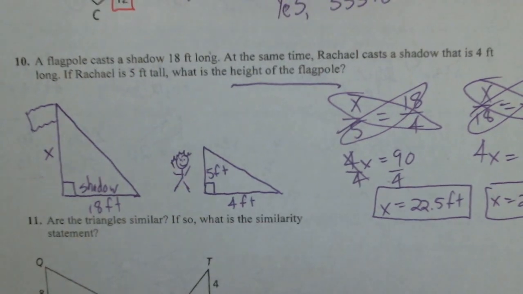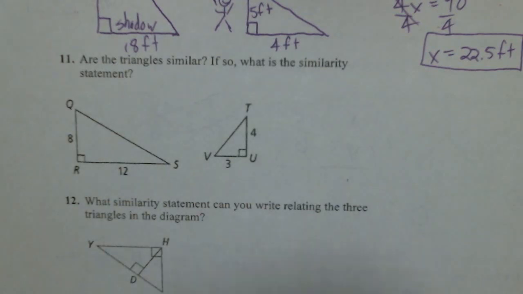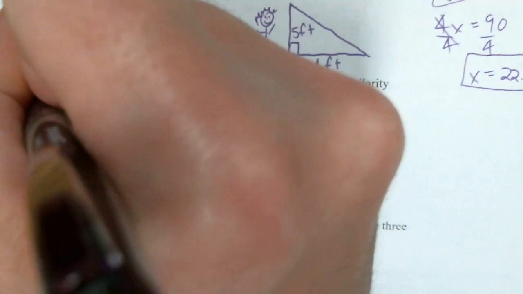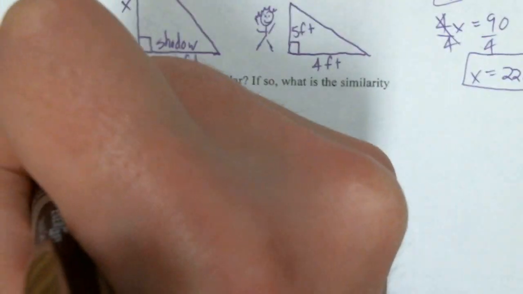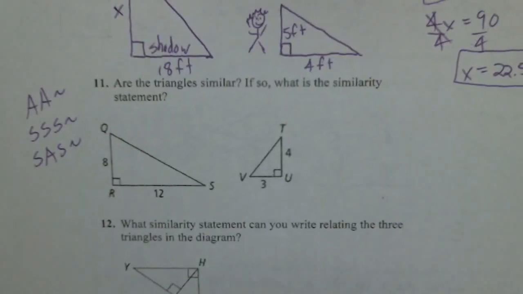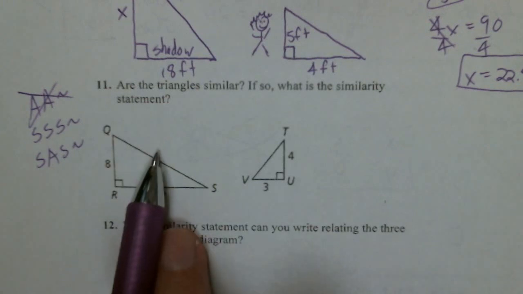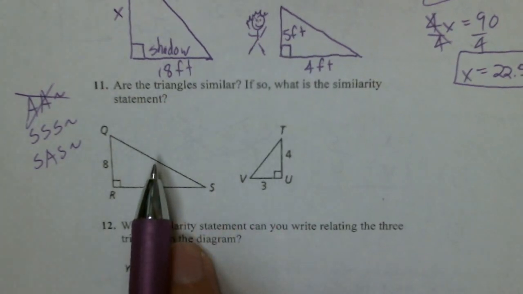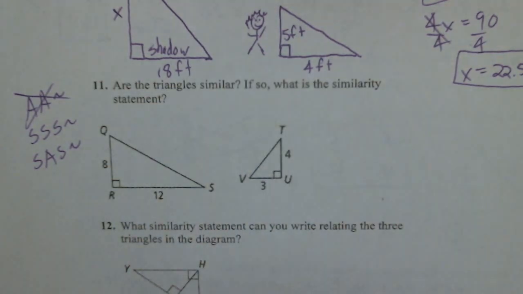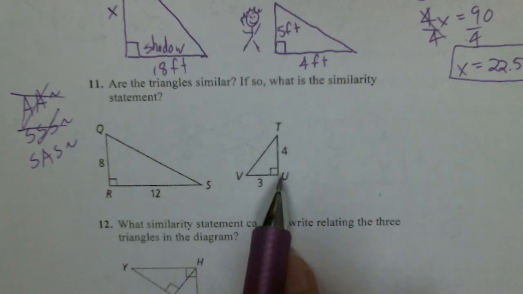All right, number 11, are the triangles similar? And what is the similarity statement? So once again, for triangles, I've got three different options: angle similarity, SSS similarity, SAS similarity. I only know one of the angles, so I can't do AA. And I don't have the third sides here. Technically, yes, I could use the Pythagorean theorem and figure that out, but we haven't quite got there yet. So let's just go ahead and scratch that out. The only one I could possibly use is SAS. Side, angle, side.